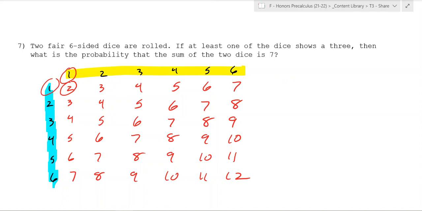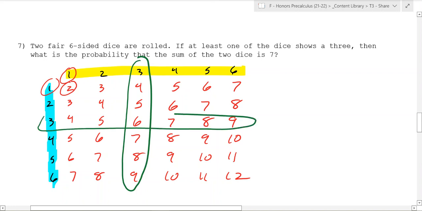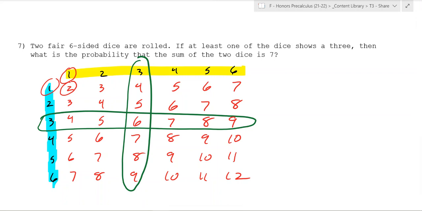So it says if at least one of the dice is a 3. So this would be 1 dice is a 3, and this would be 1 dice is a 3 right there. So what you have to figure out is how many ways can you win this. And to win this, you'd have to have a sum of 7 in here. So where do you see 7s? I see a 7 right here and a 7 right here. So there's only 2 ways to win this.